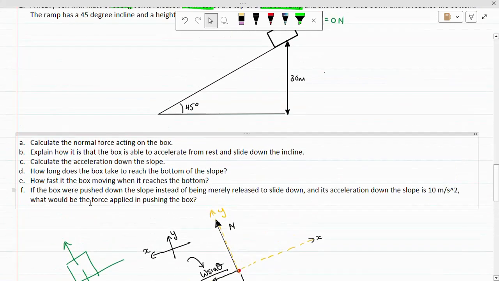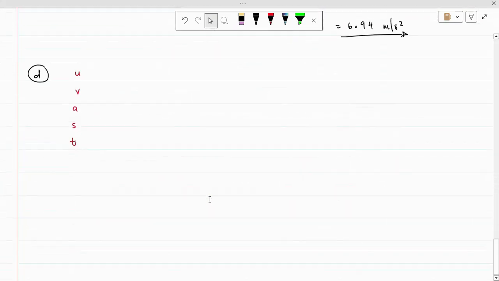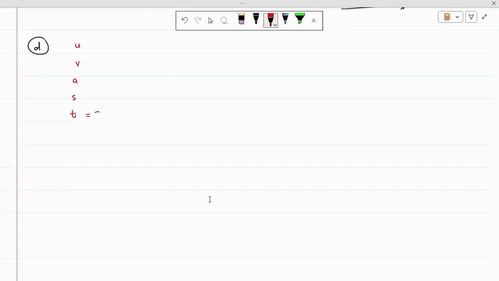So coming back to here, we are being asked about time. We don't know what time is, we don't know what this is. We do know what acceleration is though. This is going to be 6.9. I'm going to write it as whatever I have in my calculator, because we don't want to round up or down too early. Right, so 367175. I'm just going to write it like that.